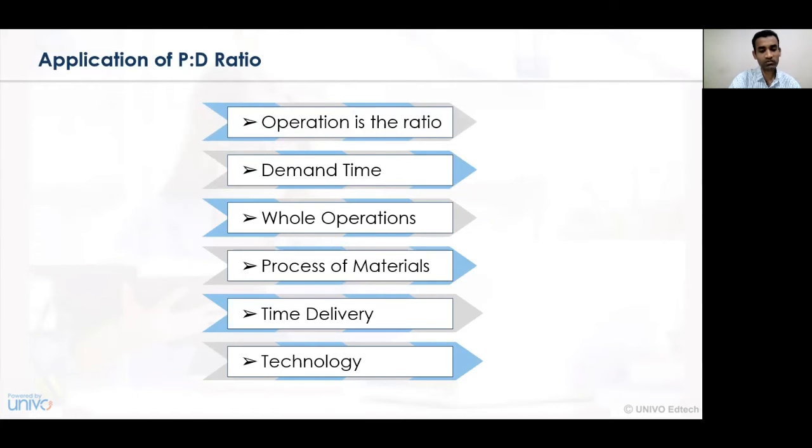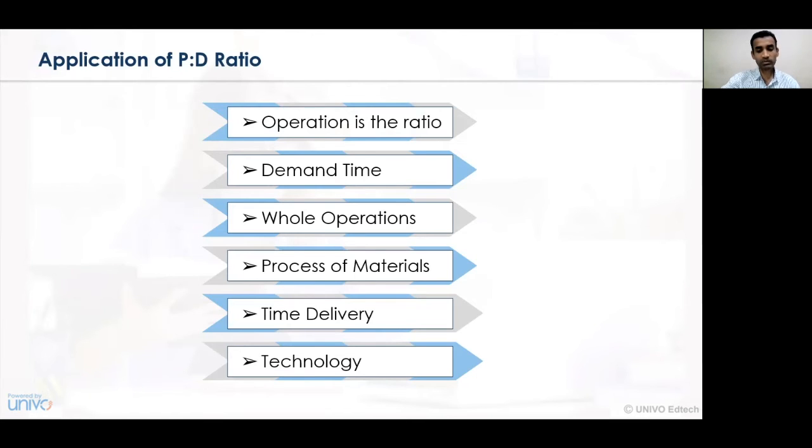Next thing is the process of materials. That is, when the goods have been moving from one process to another process, one line to another line, one job to another job. So at that particular stage also, the PD ratio can be applied. At the time of delivery, when there comes certain consideration of actual delivery of goods and services, then at that particular stage also the PD ratio can be applied.